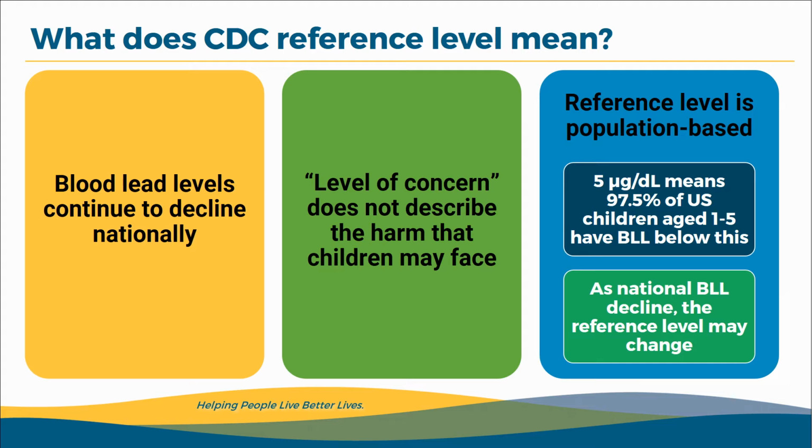NHANES is a population-based survey to assess the health and nutritional status of adults and children in the United States. It is used to determine the prevalence of major diseases and the risk factors for those diseases. The reference level represents the value of the highest 2.5% of children who were tested. The current blood lead reference level is based on NHANES data from 2007 through 2010. Every few years, CDC will review the most recent 2 sets of NHANES data to find the 97.5th percentile. That means that the reference value may change in the future.